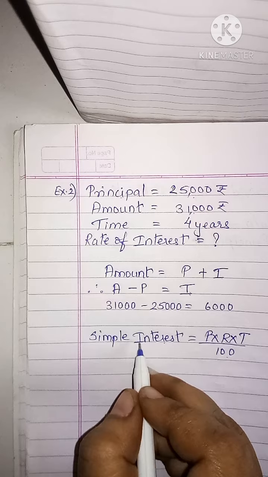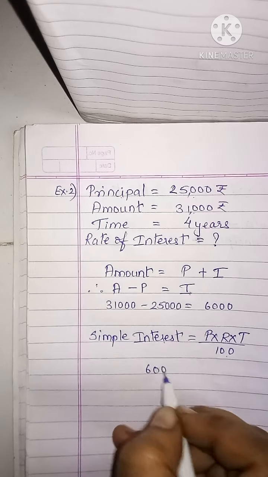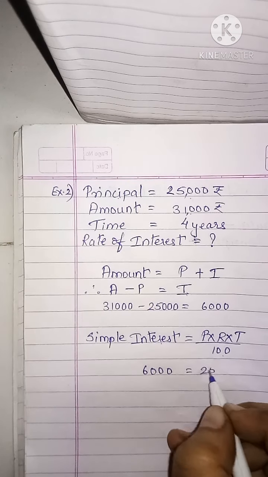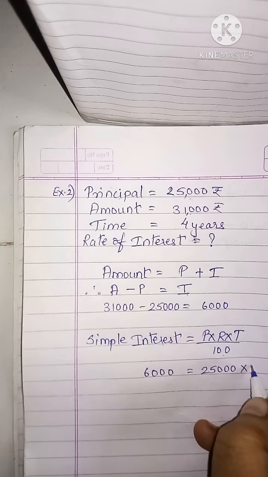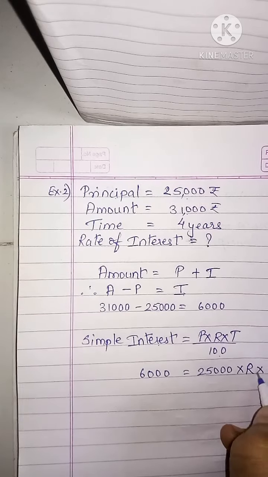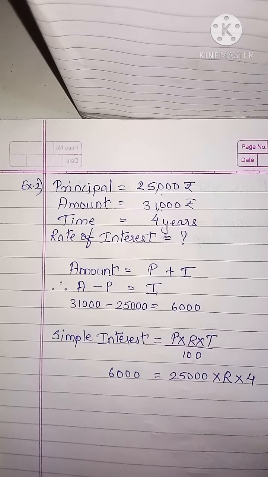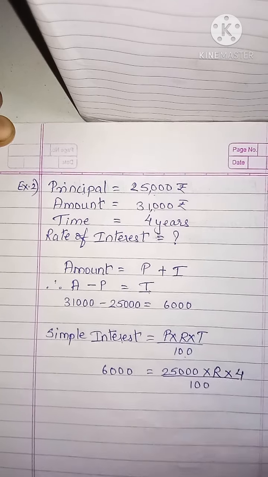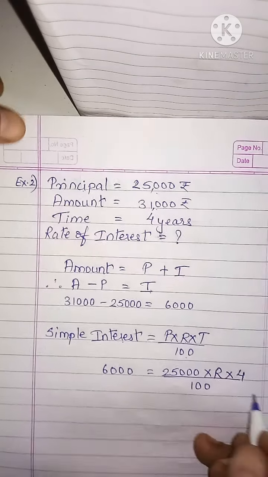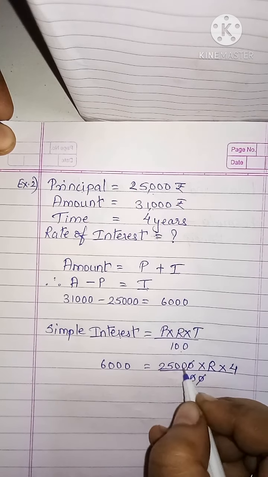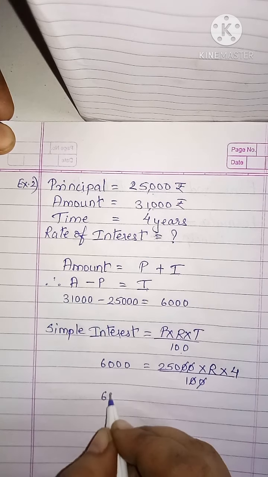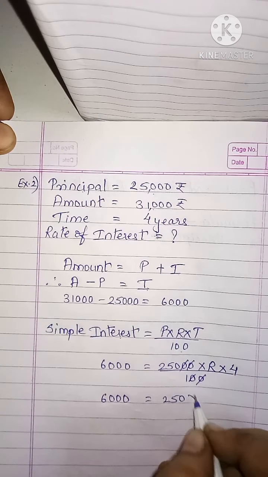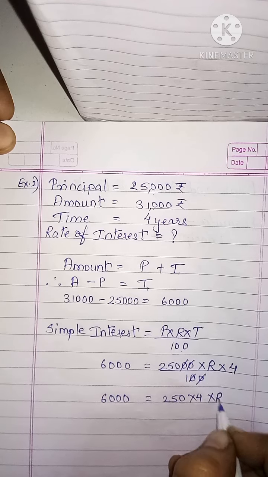We have the simple interest, that is 6,000 is equal to principal 25,000 into rate of interest we don't know into time into 4 upon 100. Now we will do the calculation. 0 0 0 0 got cancelled. What is remaining is 6,000 into 250 into 4 into R.